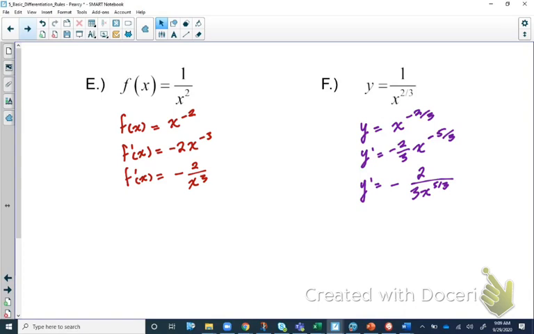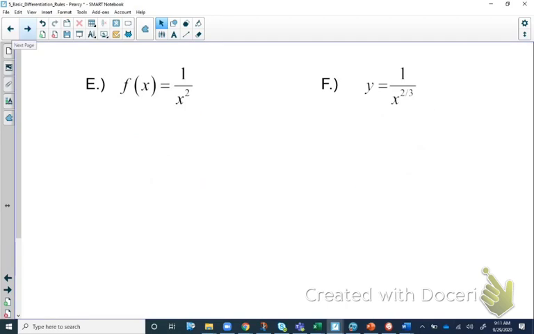I'm, again, using properties of exponents to move the variables from the denominator to the numerator, and then I am employing the power rule, and then I'm going to use the properties of exponents again to make sure any negative exponents become positive by putting them back in the denominator. So let's move on here.